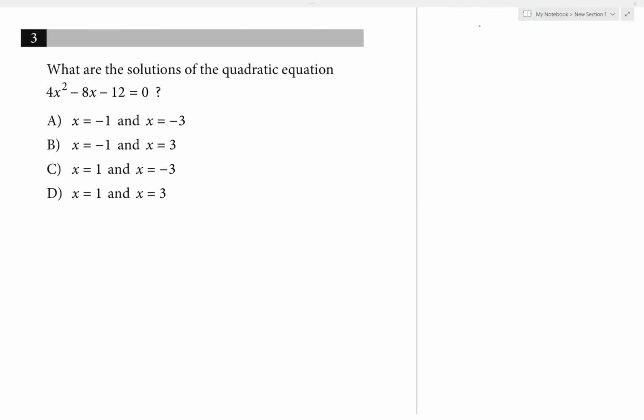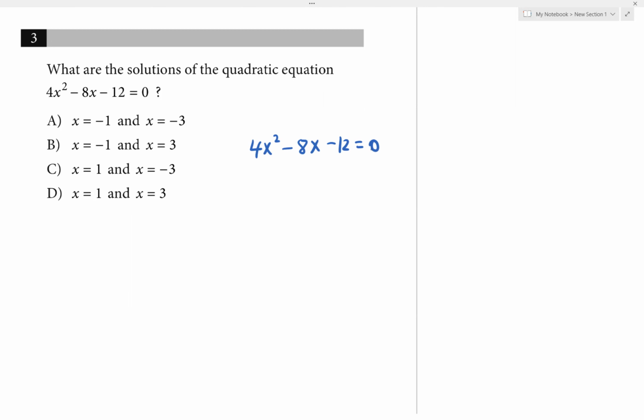All right, question 3. What are the solutions of the quadratic equation 4x squared minus 8x minus 12 equals 0? All right, so we have a quadratic equation. So we should get, if you look at the answer choices, it seems like we should get two solutions here. So for a quadratic equation, we can get up to two solutions.